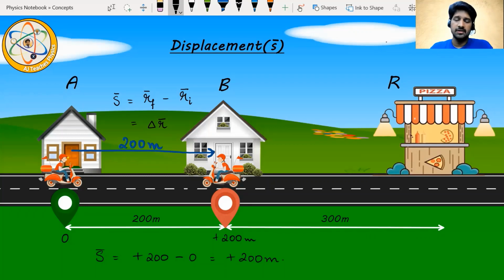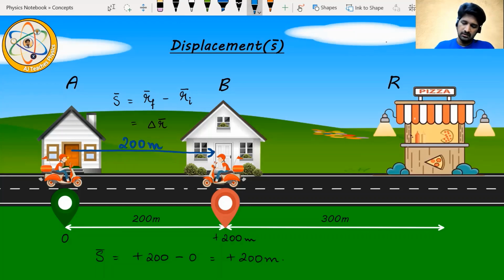Now, why do some people say that displacement is the shortest distance between 2 points? Now, if you observe, the magnitude of displacement is 200 meters. 200 meters is the shortest distance between house A and house B. If you go straight from A to B, you would have to cover 200 meters. If you take some other route, you'll have to cover a distance of more than 200 meters, but the shortest distance between A and B is 200 meters, which is only the magnitude of displacement.